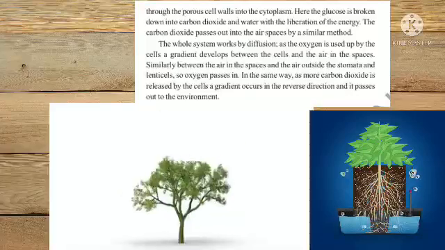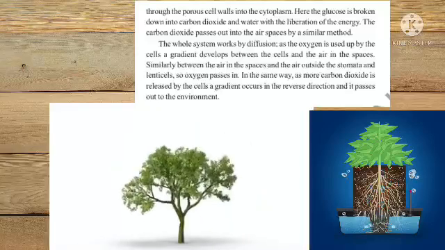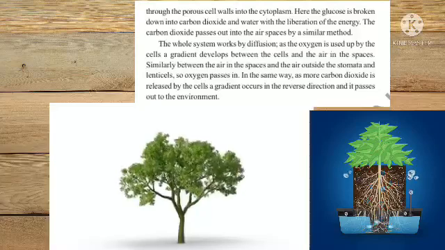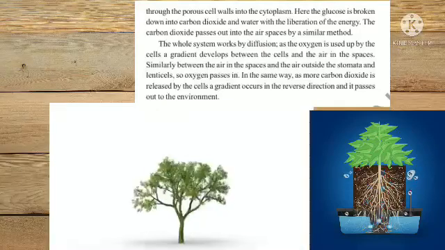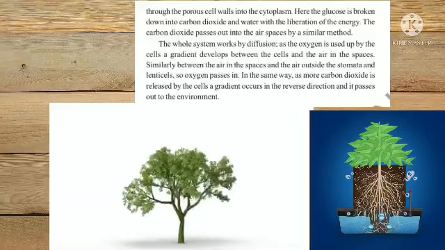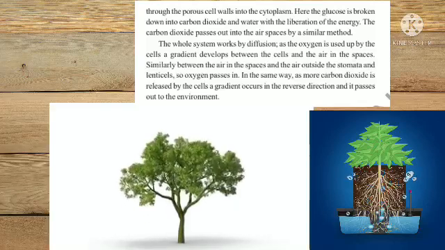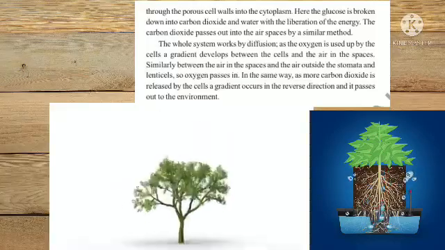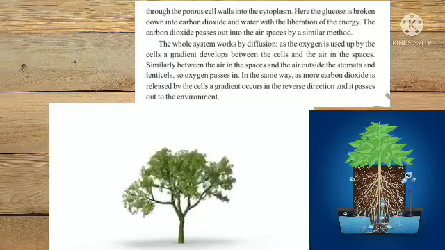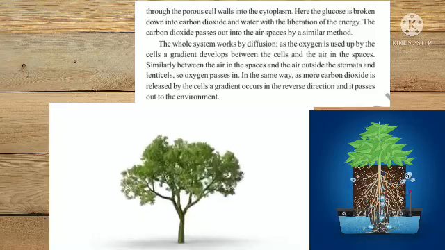Here the glucose is broken down into carbon dioxide and water with the liberation of energy. So whenever the oxygen dissolved in water enters into the cytoplasm, the glucose present in the plant is completely broken down and produces two important substances. One is carbon dioxide and the other one is water. Along with the carbon dioxide and water, liberation of energy takes place. The carbon dioxide passes out into the air through the space by a similar method. However the oxygen has entered, the same process is carried out.